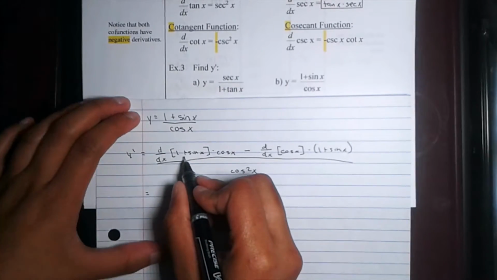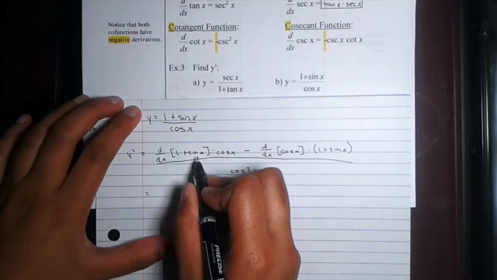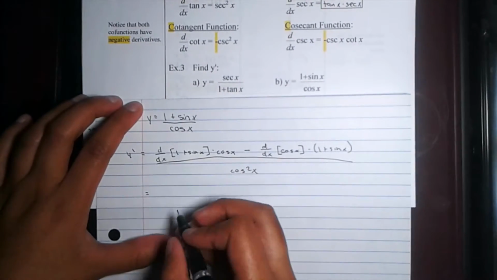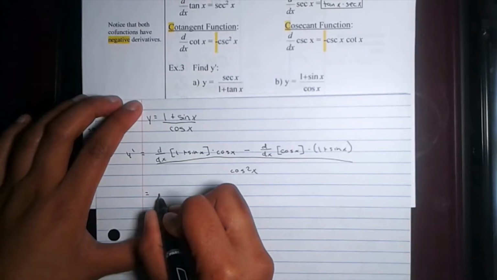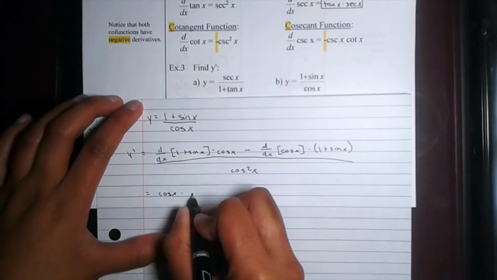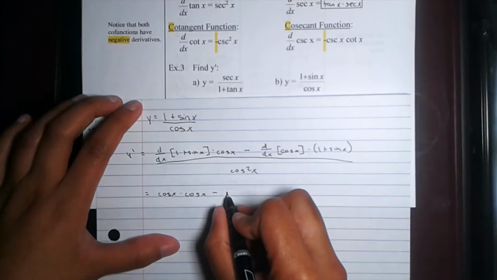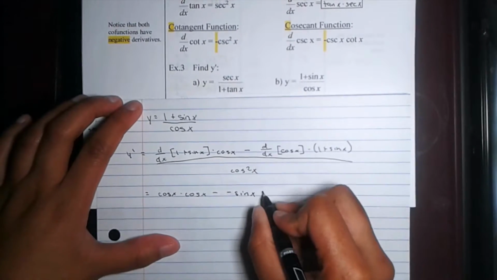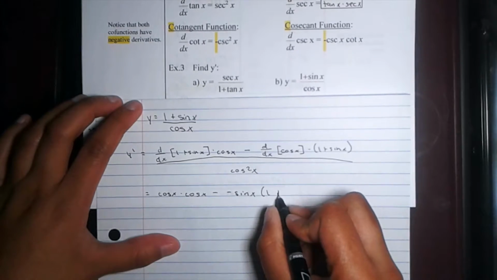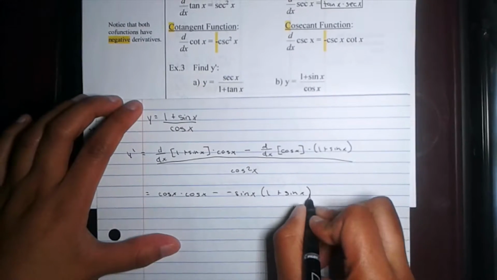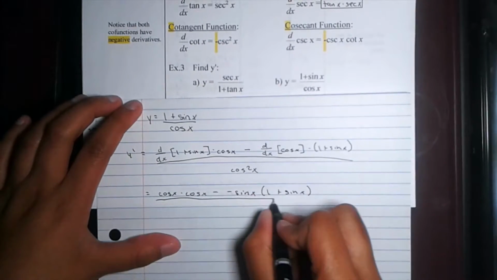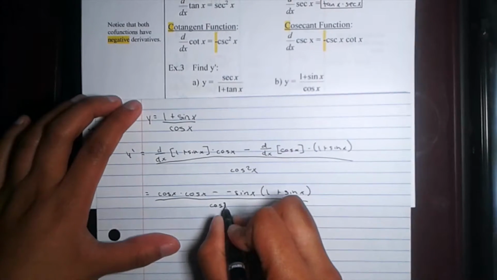So the derivative of 1 plus sine x is just cosine x, because the derivative of 1 is 0, times cosine x, minus the derivative of cosine x, which is negative sine x, times 1 plus sine x, all over cosine squared x.